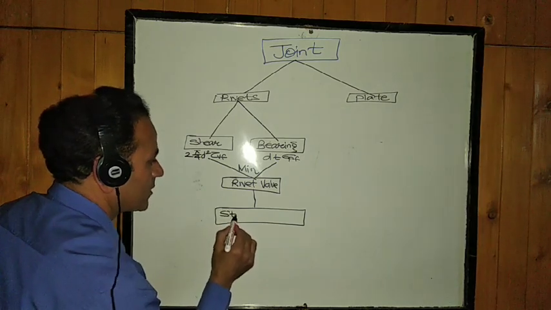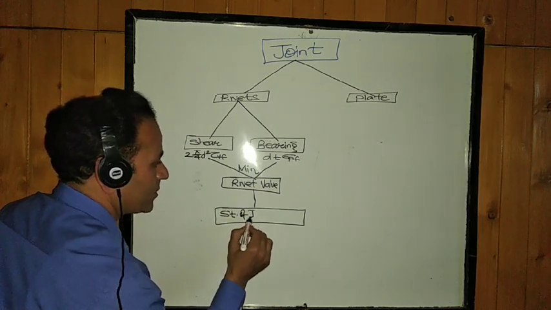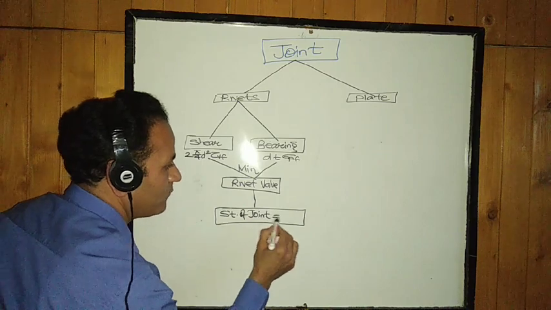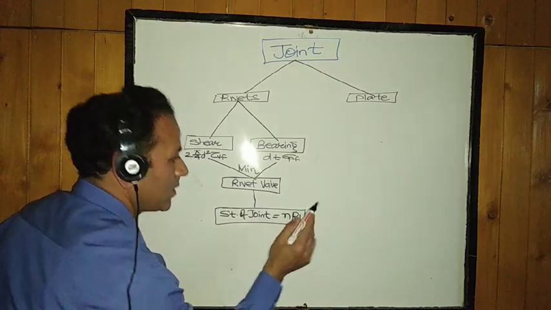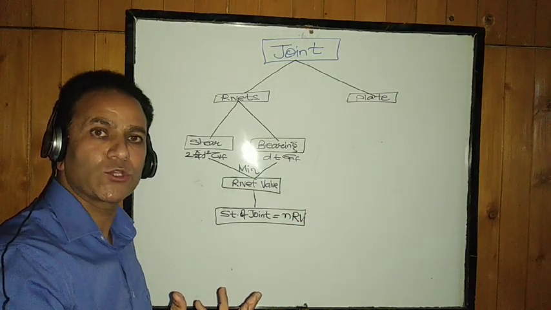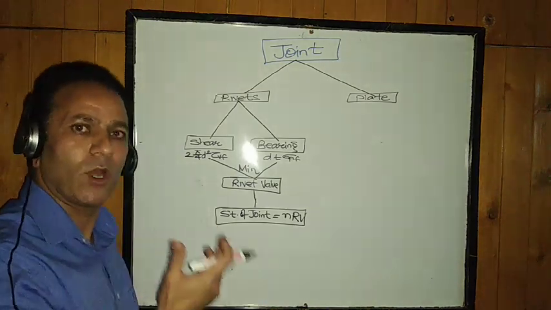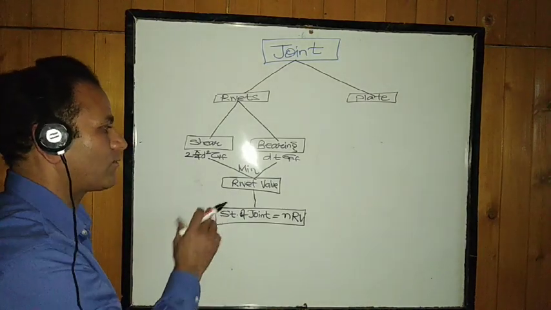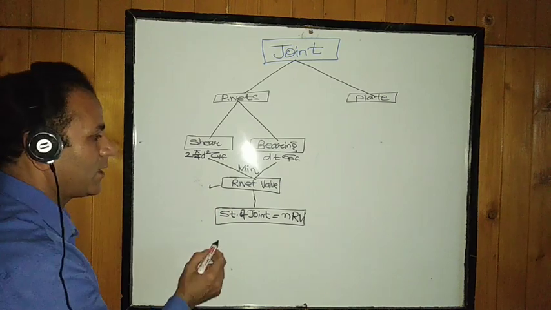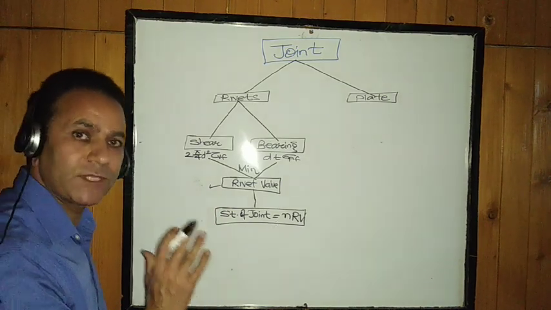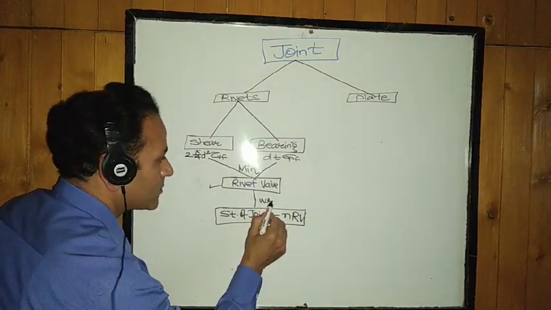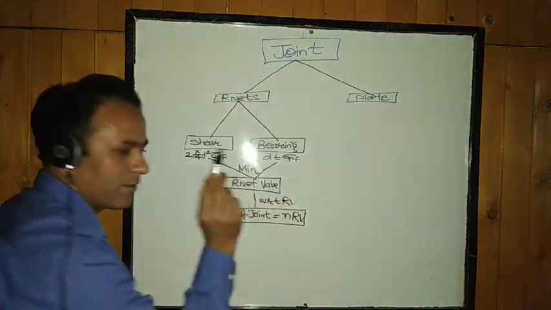Corresponding to the rivet value, we may find out the strength of joint. So strength of joint corresponding to the rivet value will be n times rivet value. The number of rivets which we are providing in the joint multiplied by the strength of one rivet. Finally, what we have concluded here. This is the strength of the joint, but this is with respect to rivet strength or rivet value.